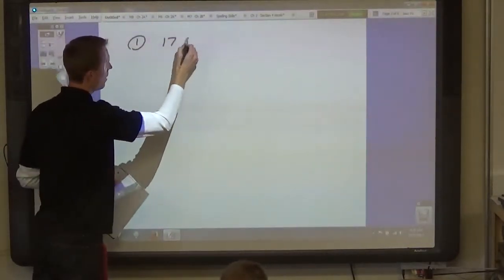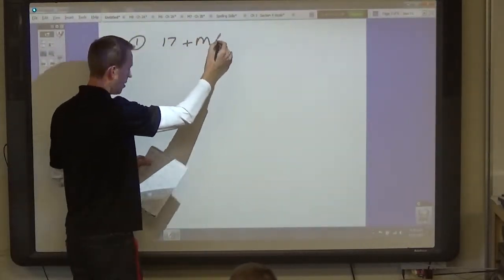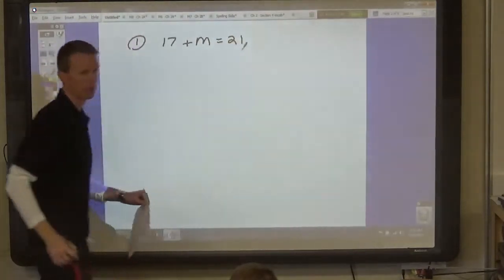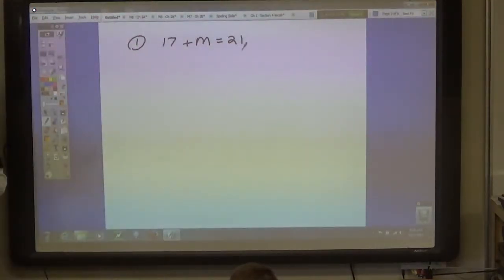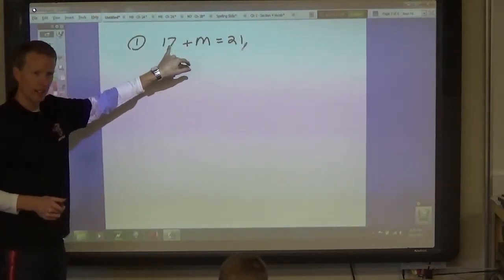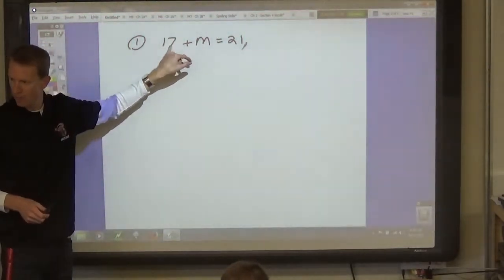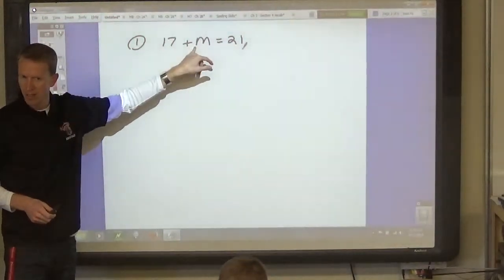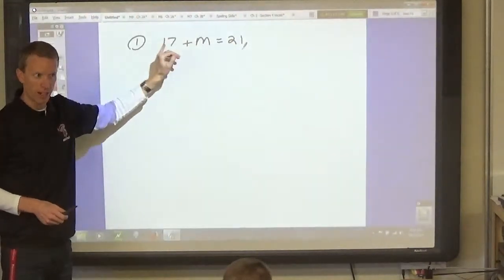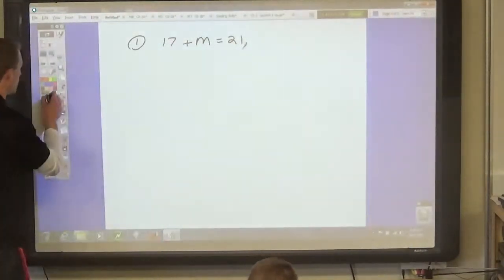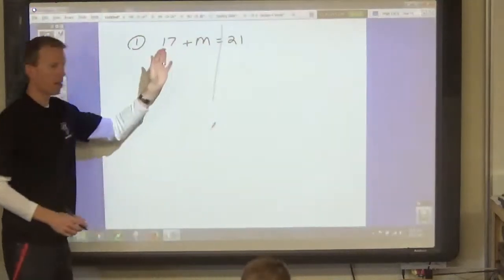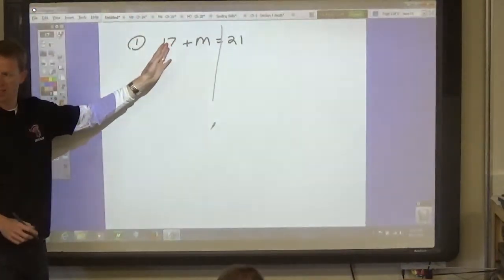17 plus m equals 21. Okay? What's different about this one? Not really, except that usually so far the variable has been written first and then the number. Does it matter though whether the number or the variable is written first? No, not at all. And we always start on this side to figure out what to add. Okay?